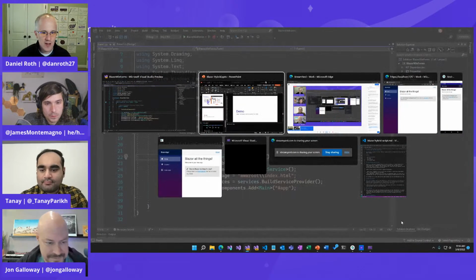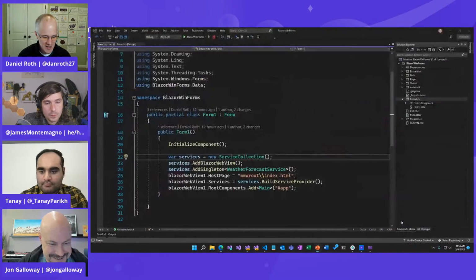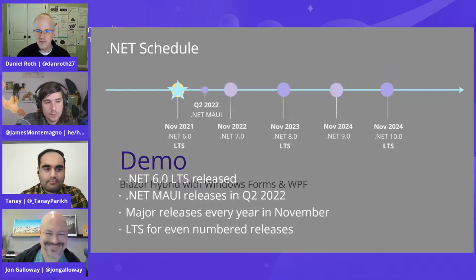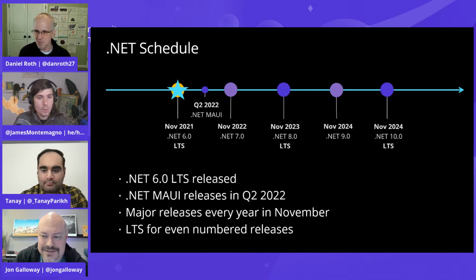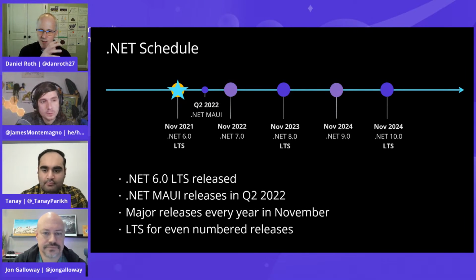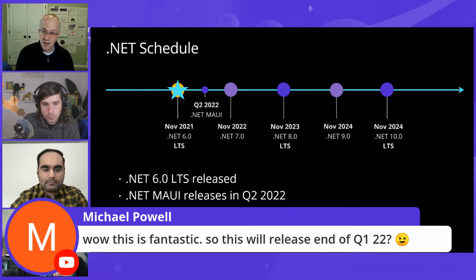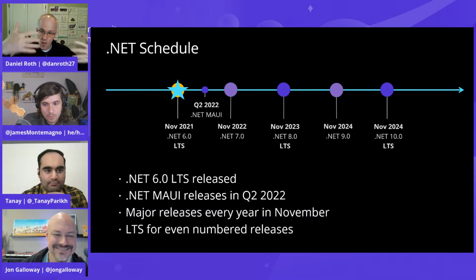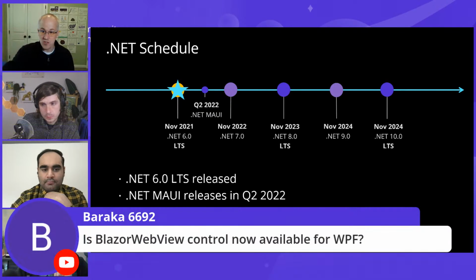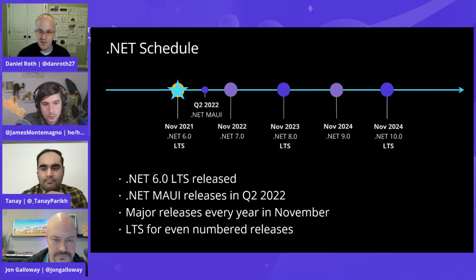In terms of timeframes for when all this stuff is going to be stable and ready for production use: we just shipped .NET 6. .NET MAUI is scheduled to ship at the end of Q2, somewhere in Q2 2022, so in the next couple of months. That's when the WPF and WinForms Blazor WebView controls will ship as well, so you'll get all three. And then MAUI and all that work will move into the .NET 7 release train, which will ship in November of this year, later this year.